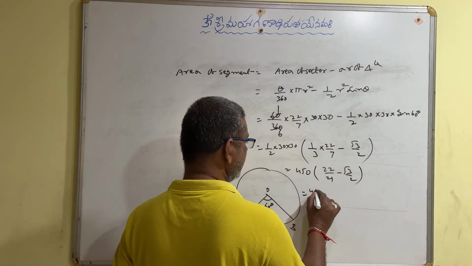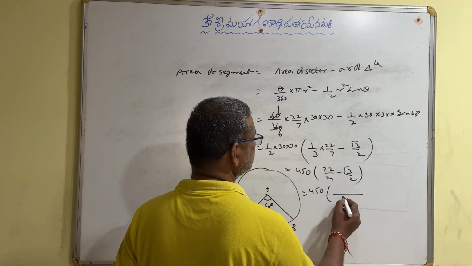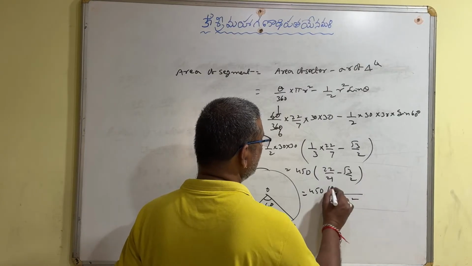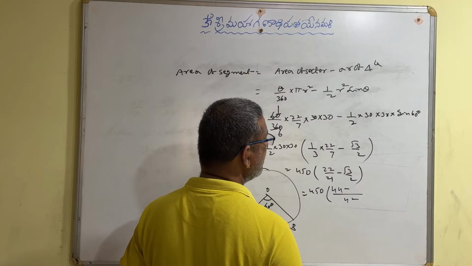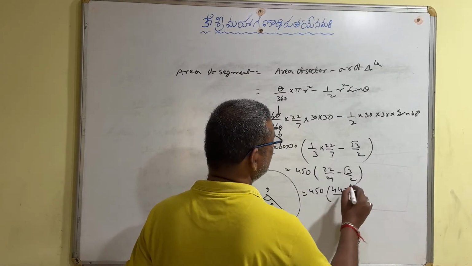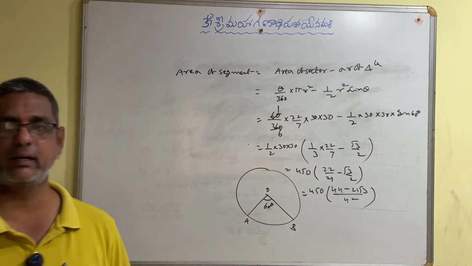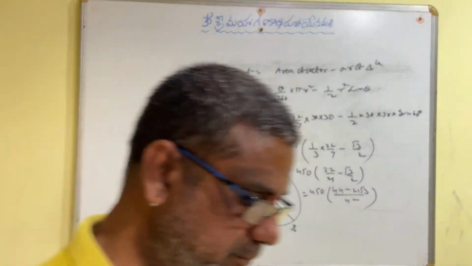You can take LCM. LCM is 42. 44 minus 21 root 3. That's all. You can leave up to here.